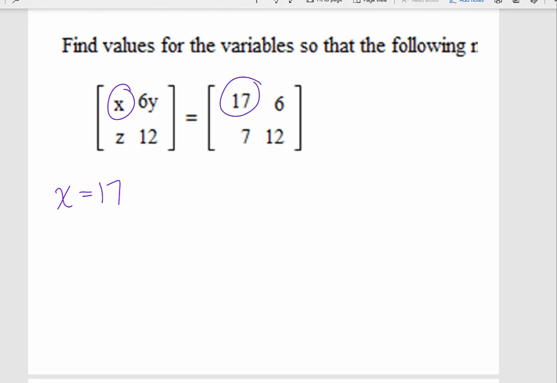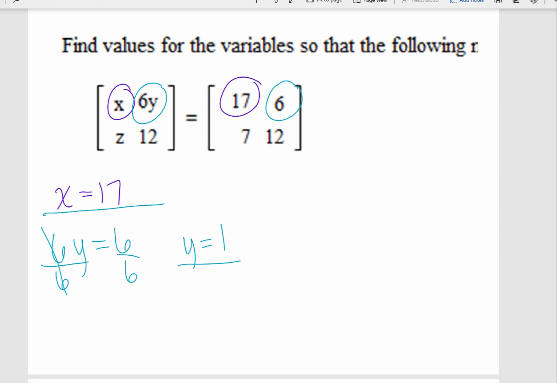Y, the only place I have a Y is here in the top right corner, right? And then I have a Y over here. But notice that it's not just a Y, it's 6Y. So 6Y equals 6. If I isolate that Y, so I just have Y, I'll have Y equals 1. So notice I didn't have to do that with X, right?